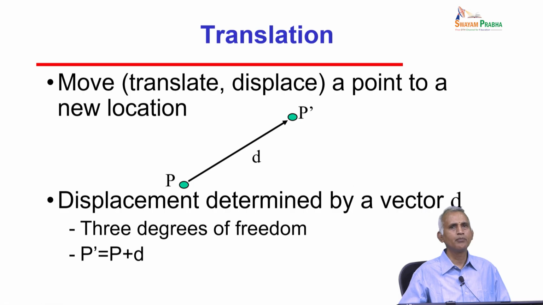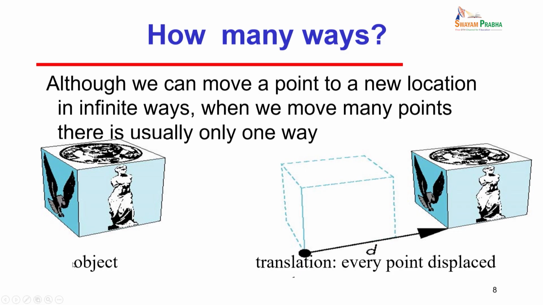Now, translation is moving a point to a new location, so that you have to translate and displace. The displacement is determined by a vector d, with 3 degrees of freedom, and p dash is equal to p plus d. This is a technique you can do with a simple line segment, that is, point to point makes a line segment, so that p dash equals p plus d. And how many ways can we do that? If you translate this object, every point is displaced and the picture represents it the same way, that is, you take a cuboid and that cuboid is represented from the domain to the codomain. So, we can move a point to a new location in infinite ways. When we move many points, there is usually only one way.